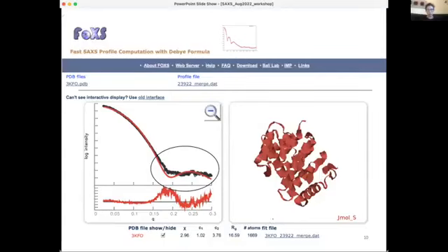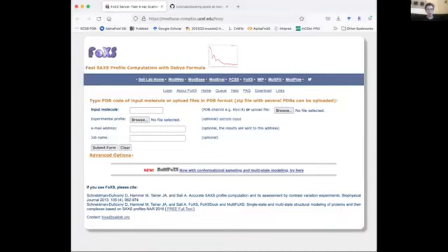So now I will share my screen. So this is, no, this is the wrong one, sorry. This is the one I want. So this is the web server. And now I'm going to input a short protein. It has a PDB code, which the web server will fetch from PDB. And I will add a SAXS profile here.